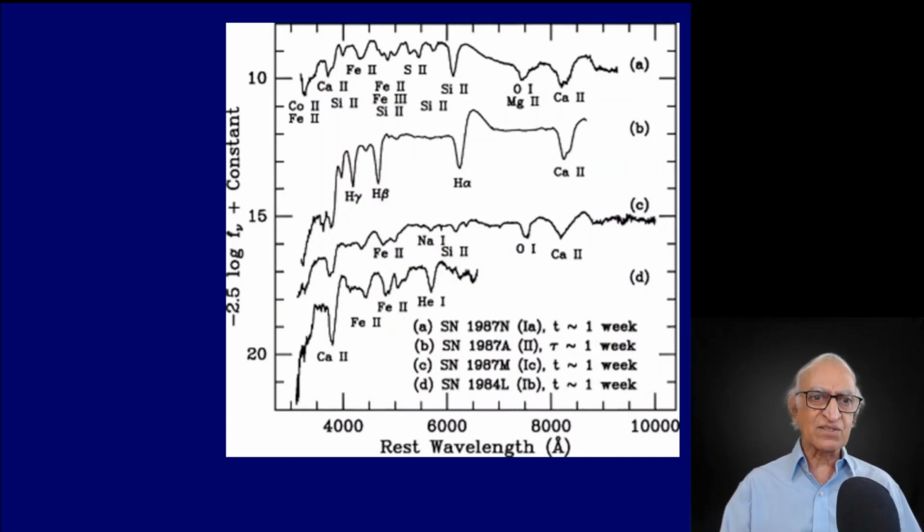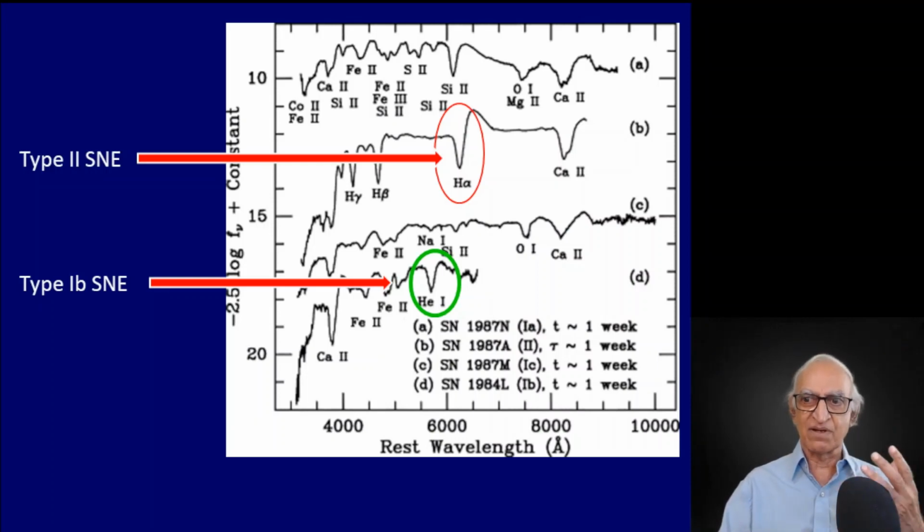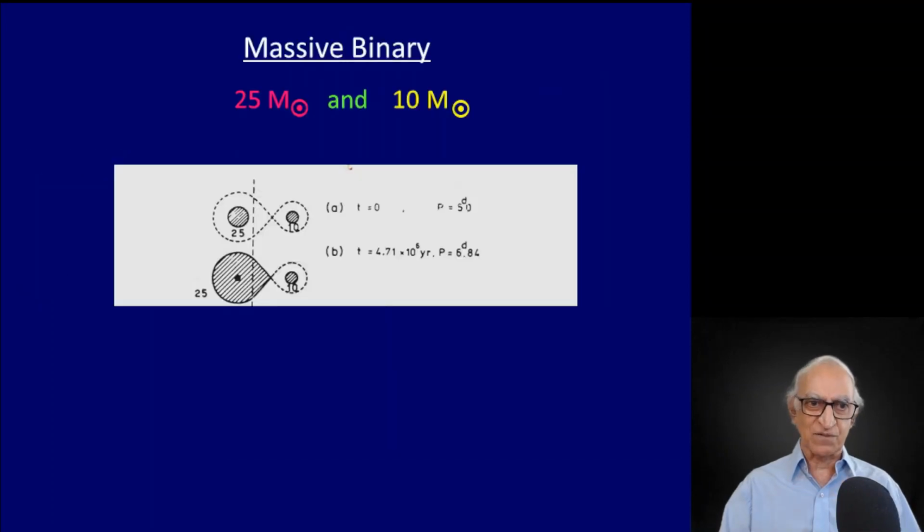Now let's go back to this question of type 2 supernova explosions with strong hydrogen lines, H alpha, H beta, H gamma, and type 1b supernova explosions which have no hydrogen lines but strong helium lines. We have to try to understand this. And there is a very simple and easy explanation for this. In fact, we have discussed this in our lectures when we dealt with binary evolution. So let us briefly discuss what we said then.